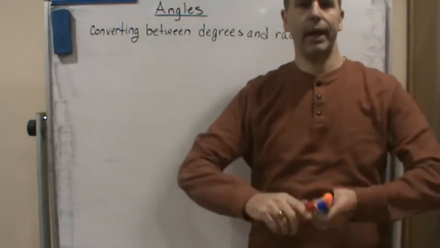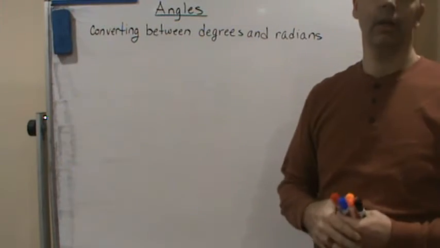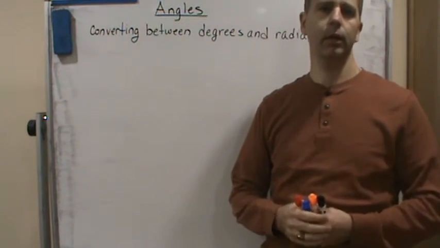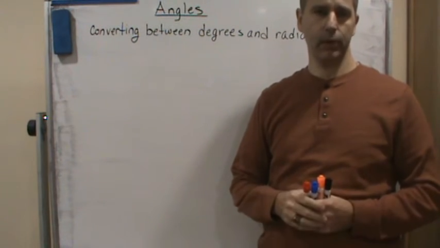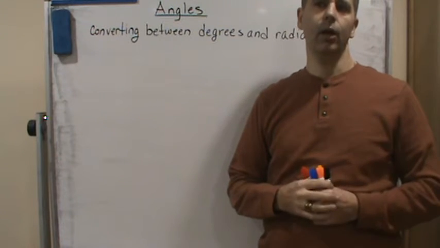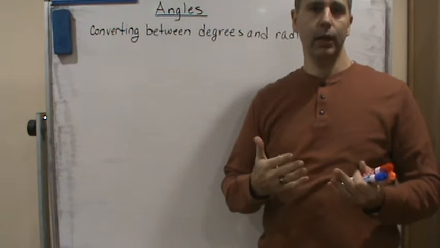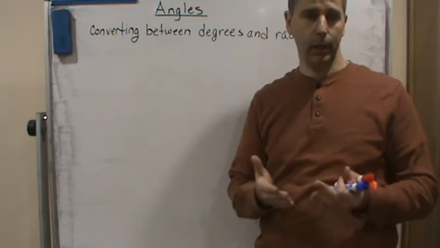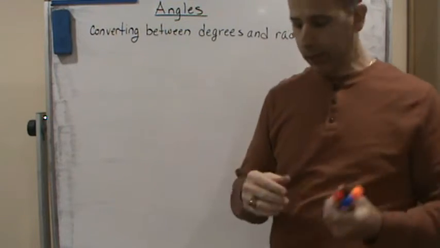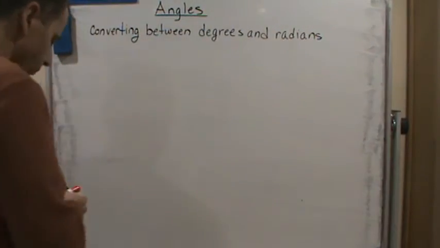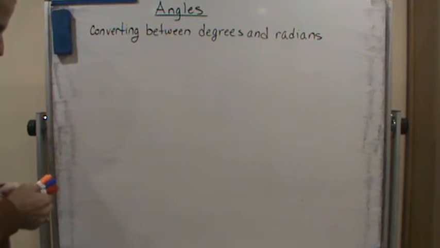Okay, so welcome back, and now we're going to start talking about converting between radians and degrees. In order to do that, we need to come up with some kind of conversion factor, or some kind of proportion. So here is what we're going to do.